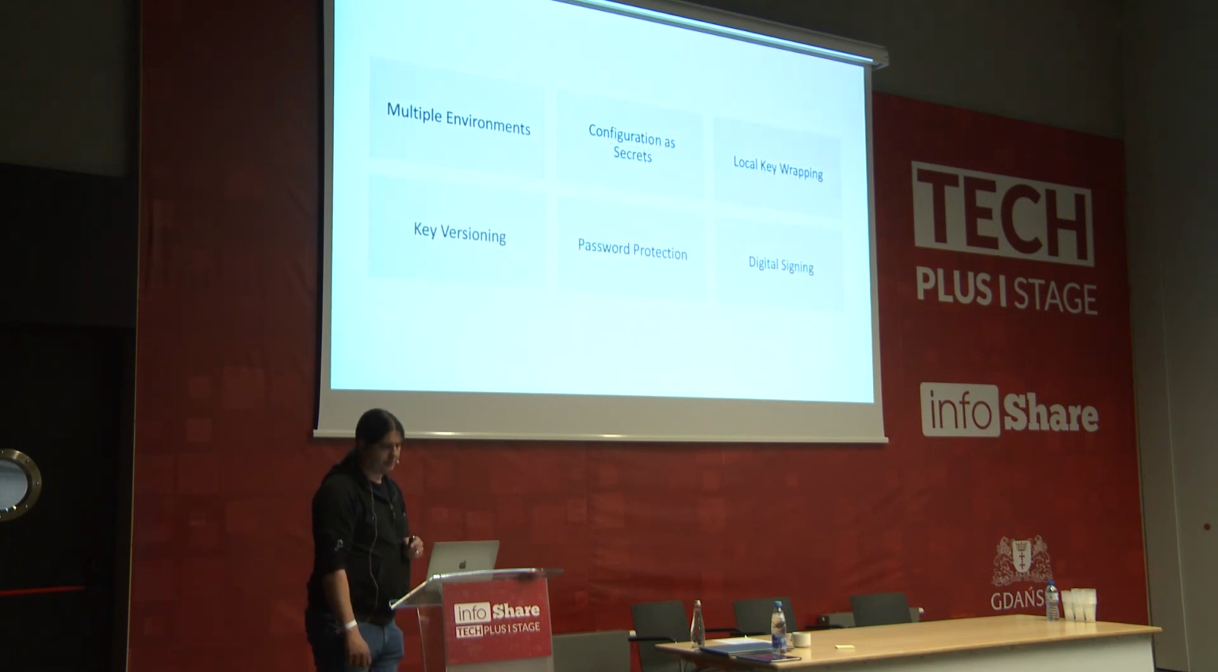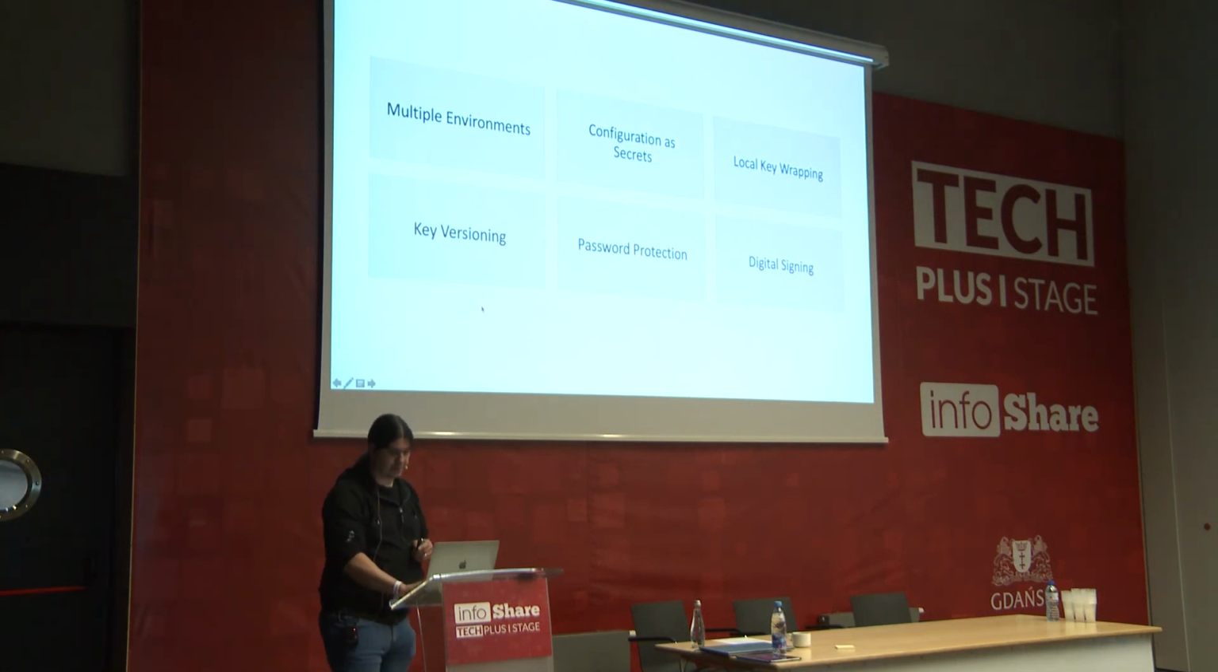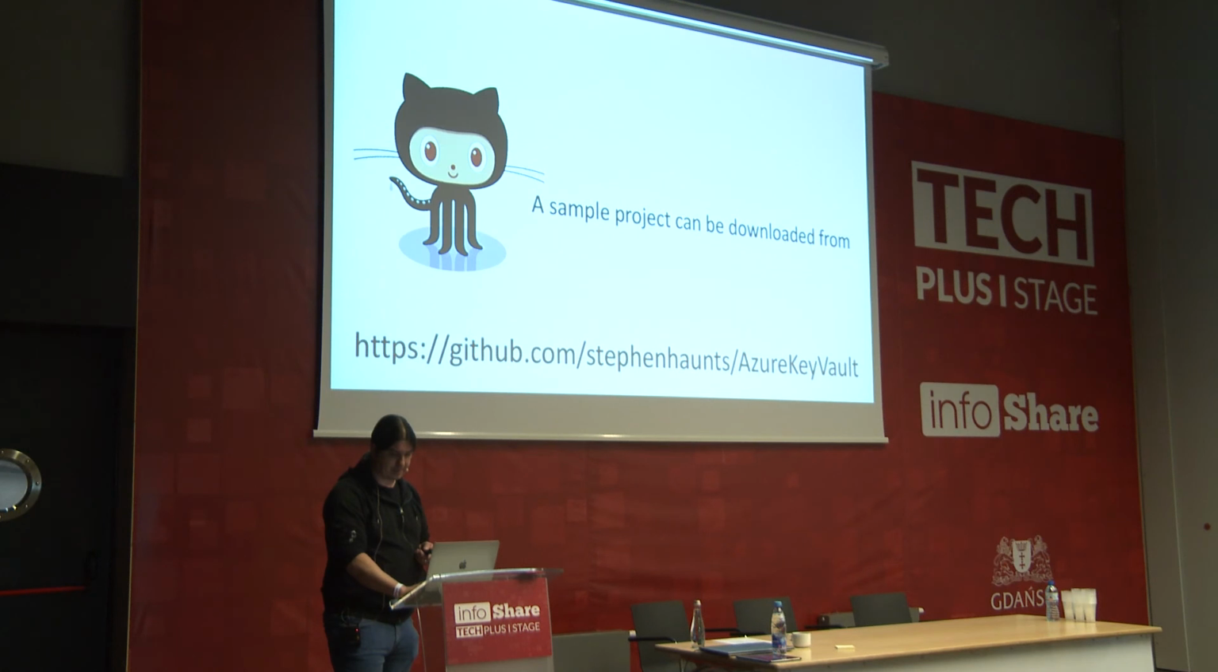And then we looked at different patterns. So we've got multiple environments, configuration of secrets, local key wrapping and key versioning, password protection, and digital signing. And as you've seen from the code, a lot of these things are actually very simple to do. And again, there's the code if you want to get it.